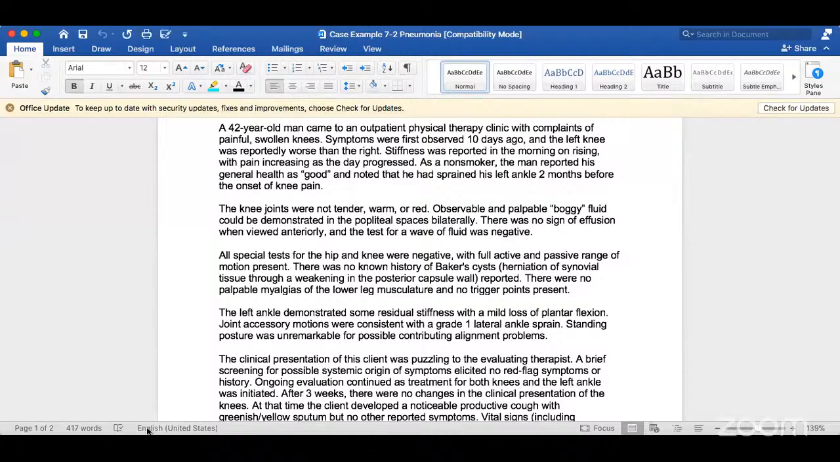A 42-year-old man came to an outpatient physical therapy clinic with complaints of painful swollen knees. Symptoms were first observed 10 days ago, and left knee was reportedly worse than the right. Stiffness was reported in the morning, on rising, with pain increasing as the day progressed. As a non-smoker, the man reported his general health as good and noted that he had sprained his left ankle 2 months before the onset of knee pain.